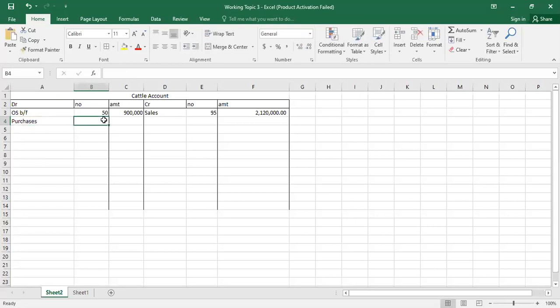How many? 110 at a cost of 2,050,000, right? Yes. We go on. Then the fourth item is sale of live cattle during the year, 95 at a cost of 2,120,000 recorded. We have sale of slaughtered cattle during the year, 6 at a cost of 120,000.